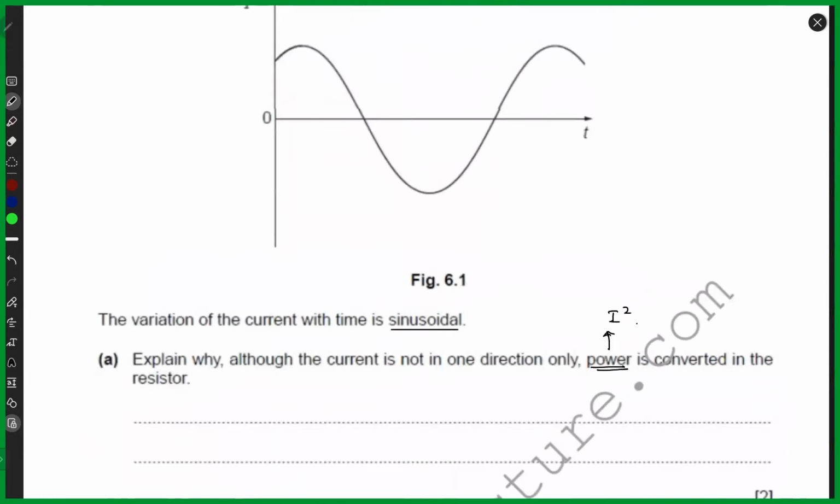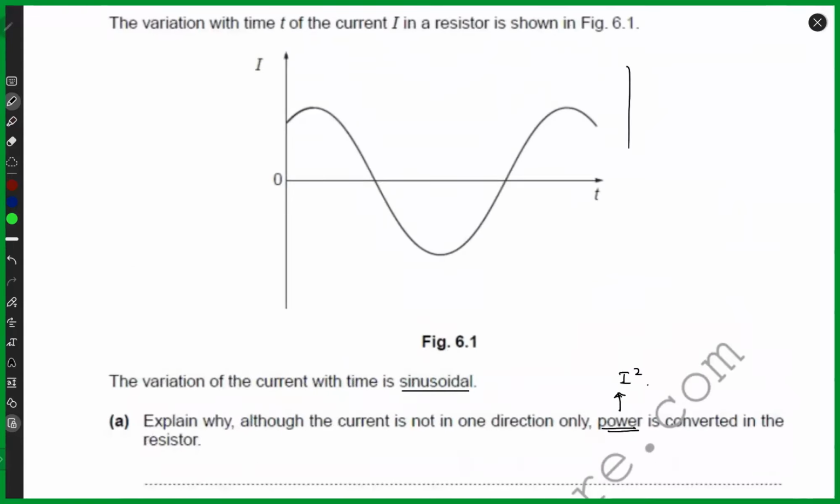If it depends on the square of the current, what would be the graph of the square of the current? Let's draw it over here. So I have to square these values. If this is starting from here, I square this thing, I get a higher value. So I'm going to plot it something like this.